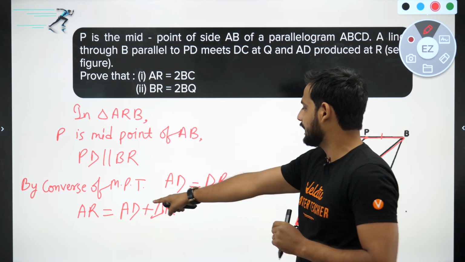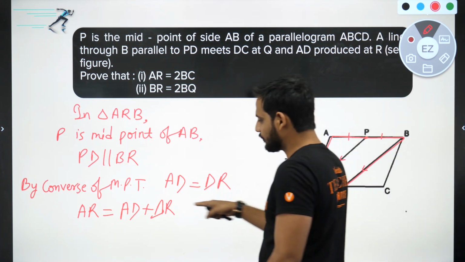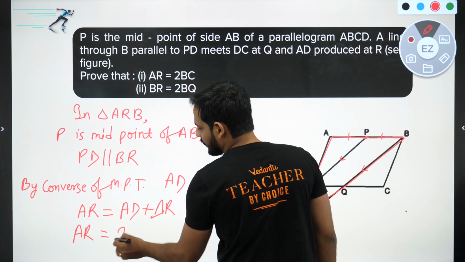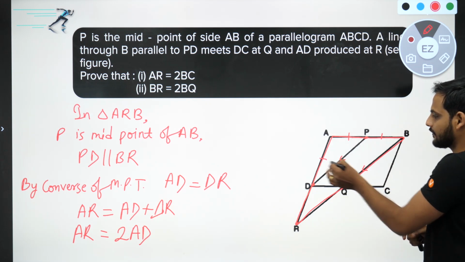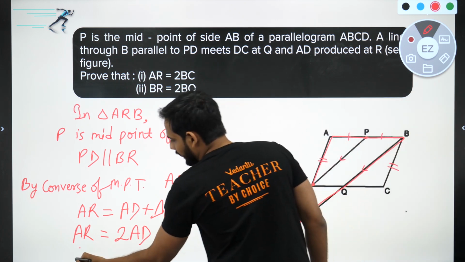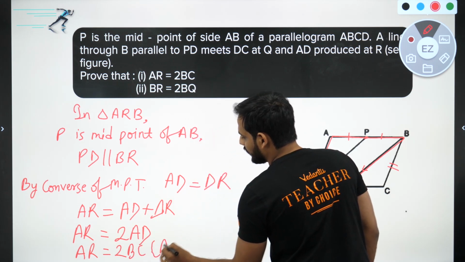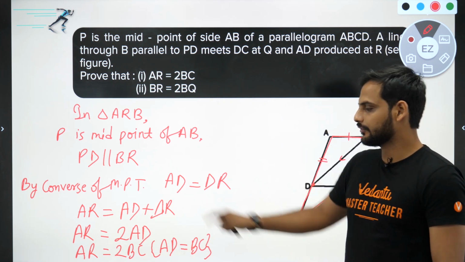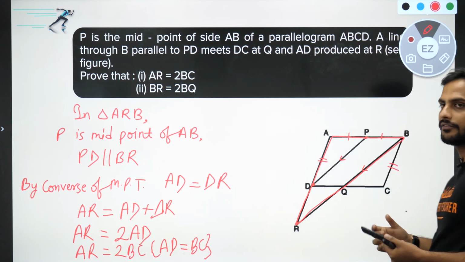Now, you know that AD and DR are both equal. I have proved it here. So I can say AR is equal to AD plus AD, which is equal to twice of AD. And since ABCD is a parallelogram, AD is equal to BC. So in place of AD, I can write AR is equal to twice of BC. Why? Because AD is equal to BC, as they are opposite sides of a parallelogram. So I have proved the first result, that AR is equal to twice of BC.